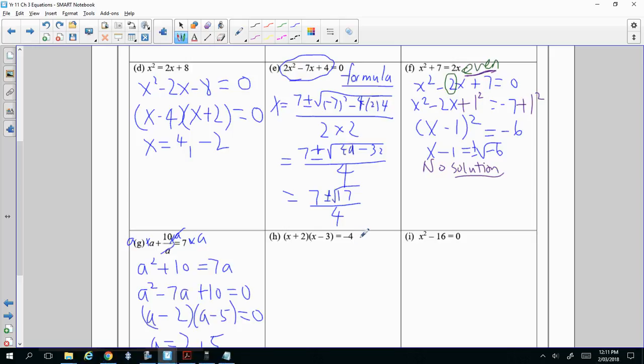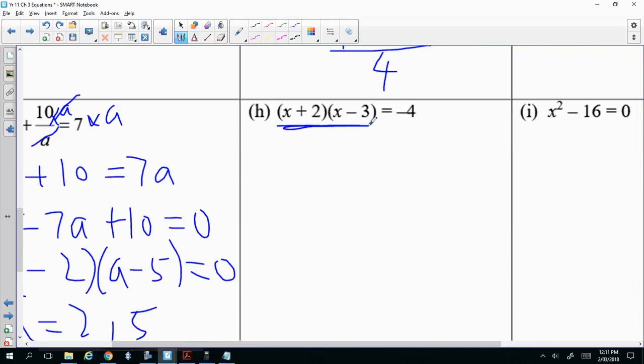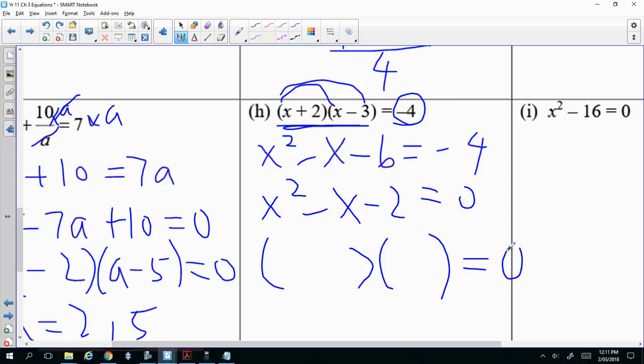So write x squared minus 6 is equal to negative 4. Right? Can't use null factor law yet because that's not 0. And then move the negative 4 to the left, so you get x squared minus x minus 2. Then you factorize, equal to 0. So what do we get? Times to get negative 2, add to get negative 1. That will be x minus 2, x plus 1. Therefore, x is 2 or negative 1.